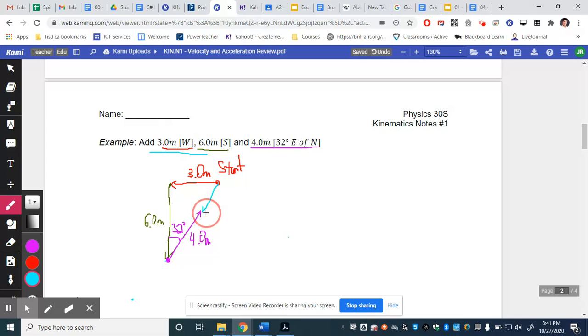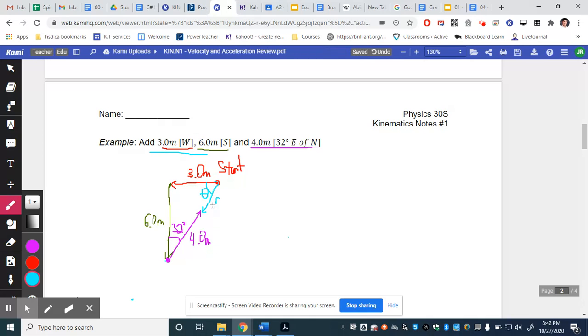So how do we describe this blue line precisely? We need to know exactly what the length is. Let's call it R for the resultant. And we need to know what this angle is. We need to be able to describe the angle. So you can probably start to see this is going to be a party. This is going to be a lot of fun.